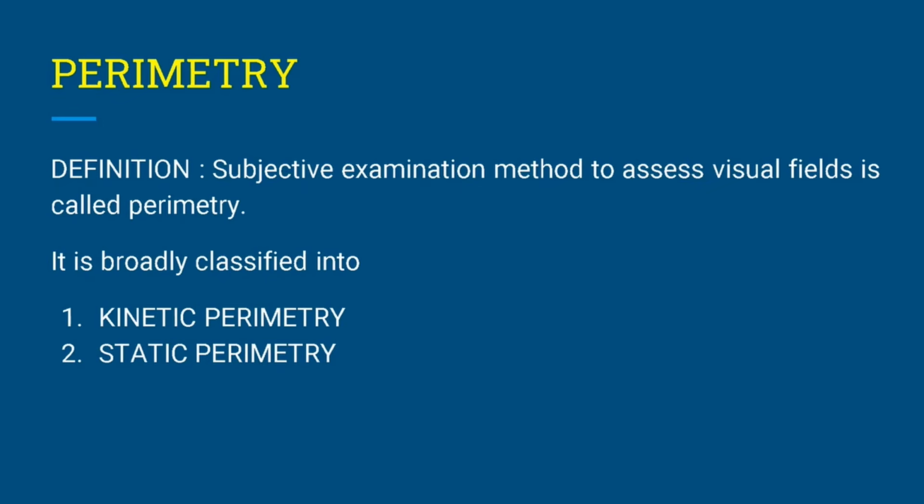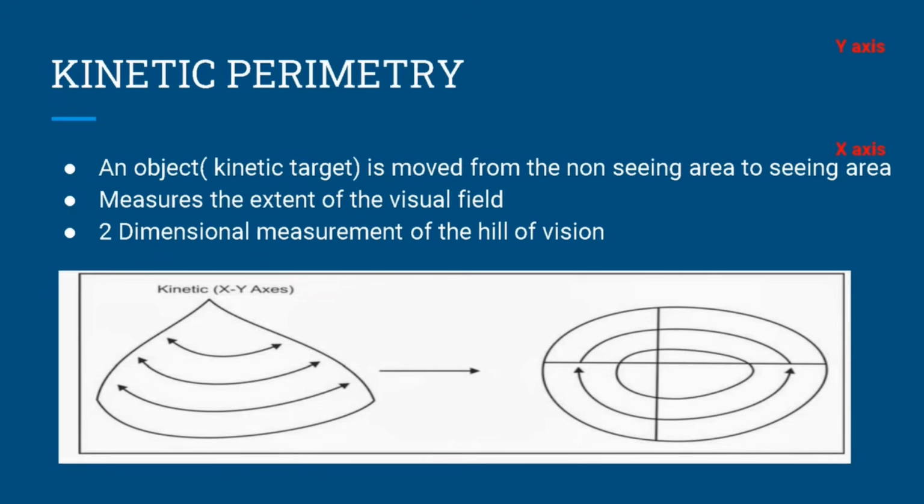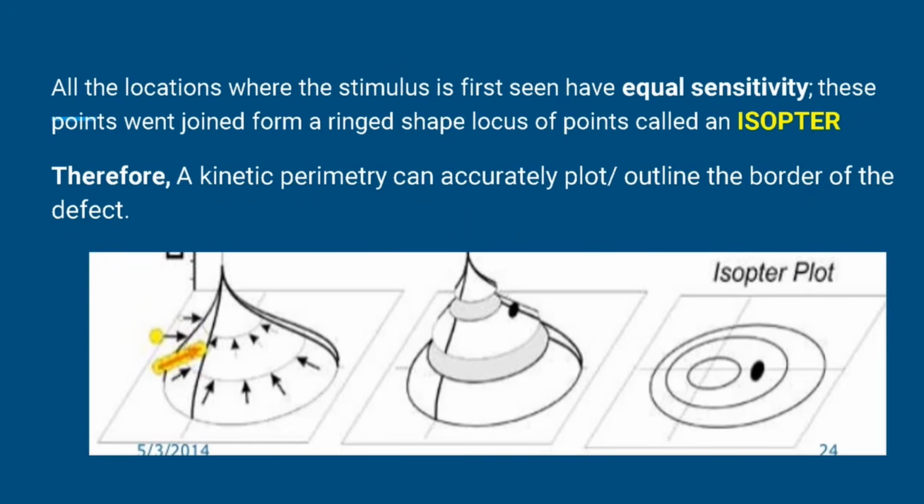Perimetry is a subjective examination method to assess visual fields. It is broadly classified into kinetic perimetry and static perimetry. In kinetic perimetry, an object is moved from the non-seeing area to a seeing area, giving us the measure of the extent of the visual field. We only get a two-dimensional measurement of the hill of vision. That means we get the measurement along the x-axis and the y-axis and no information about the z-axis.